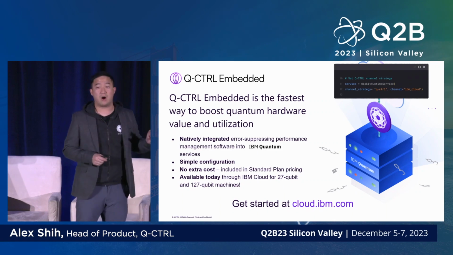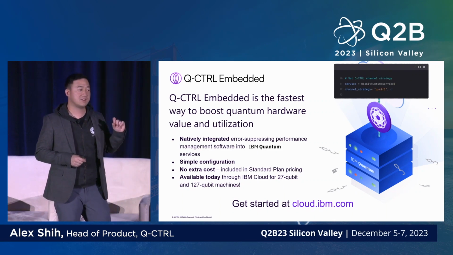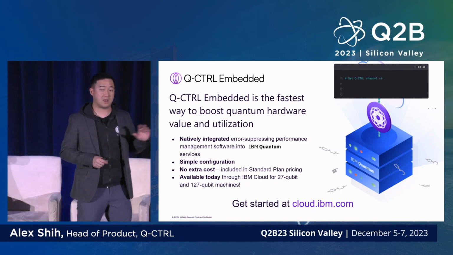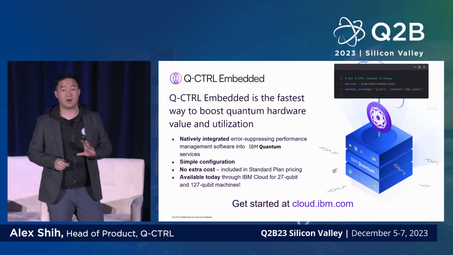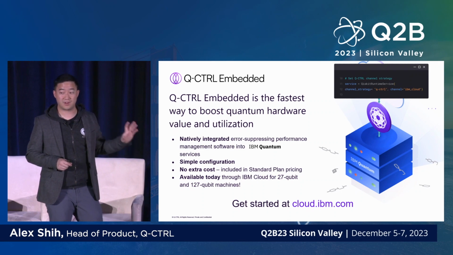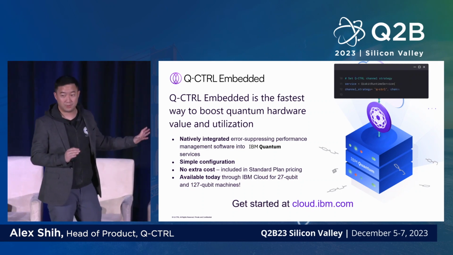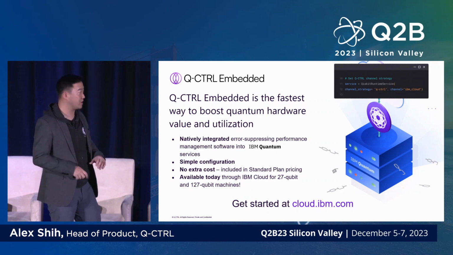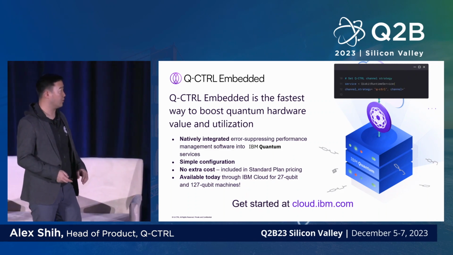No additional cost. So this is part of the existing standard plan. For those of you who have used IBM Cloud, who have set up Qiskit instances, it's part of their $1.60 per second runtime cost. So not an additional cost, and it's available today. So this is not something that's coming soon. It launched last week, and it's completely available to use for anyone who is curious about trying it out.